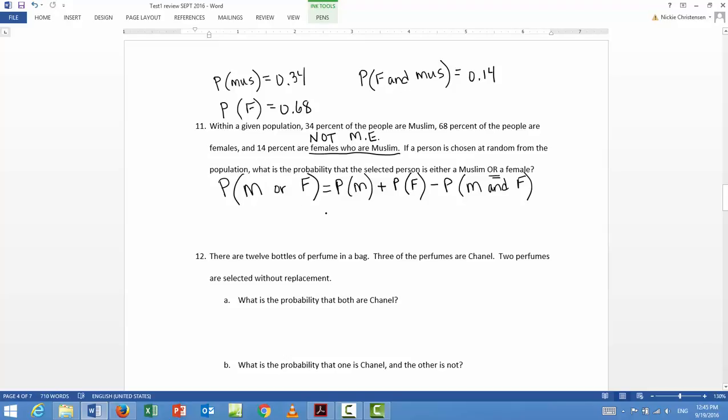Okay, so just like question 10, now it's just a matter of slotting in our probabilities. So probability of Muslim is 0.34. Probability of female is 0.68. And probability of Muslim and female is 0.14. Okay. And if we work that out on our calculators, it's going to give us 0.88. The final answer. Okay, so that's question 10 and 11 for our review sheet.